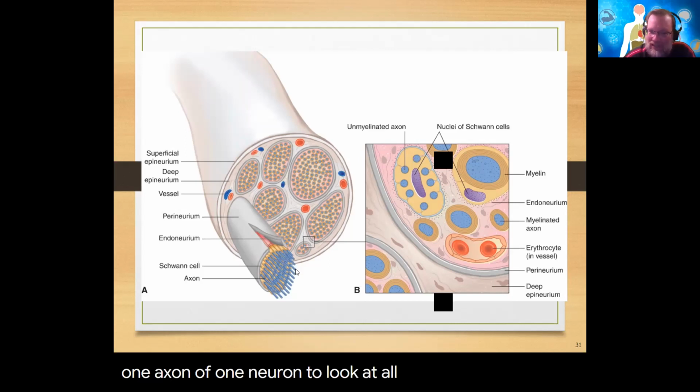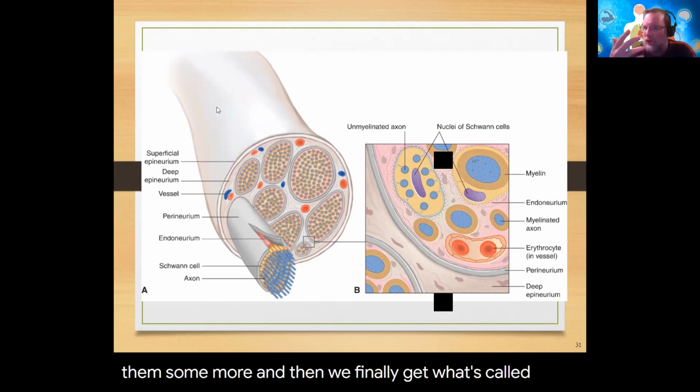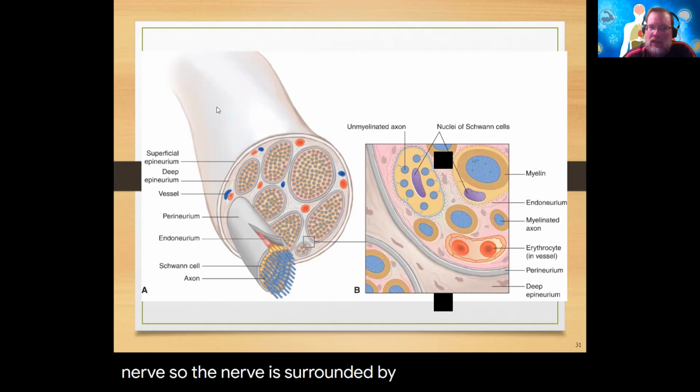So look at all these axons of these neurons and how they're bundled. And then we bundle them some more. And then we finally get what's called a nerve. So the nerve is surrounded by epineurium. Okay. And nerves have different diameters, just like muscles do.